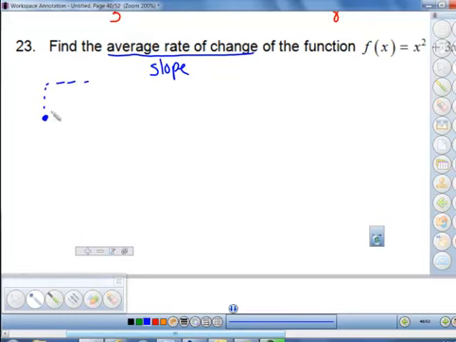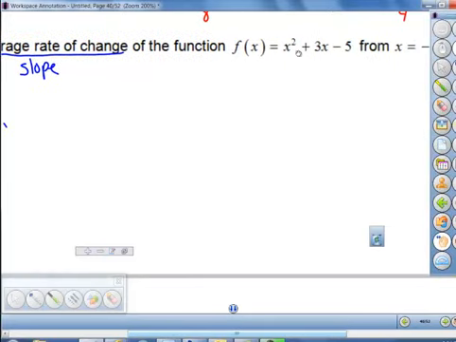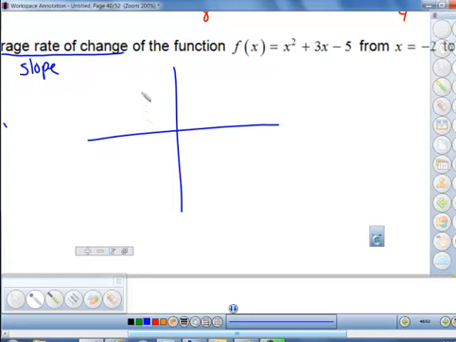Or if we had 2 ordered pairs, we could find the slope by going y sub 2 minus y sub 1 divided by x sub 2 minus x sub 1, right? So let's take a look at our situation here. Looks like we've got a quadratic, so it's going to be a parabola. I don't know what it looks like, but let's just say that it looks like this.